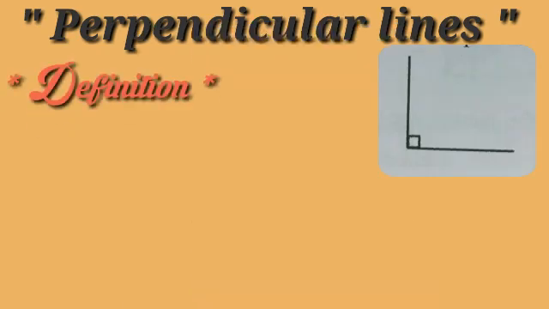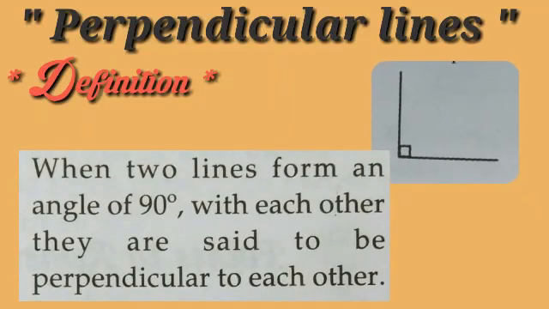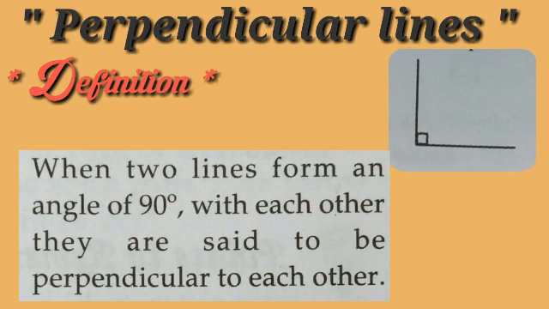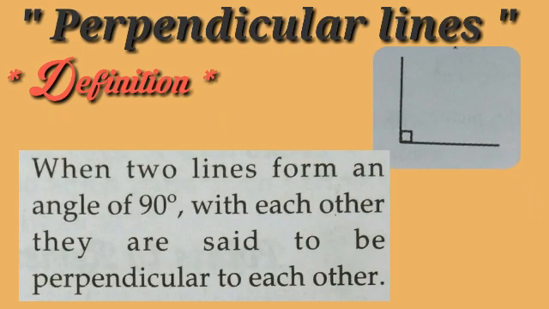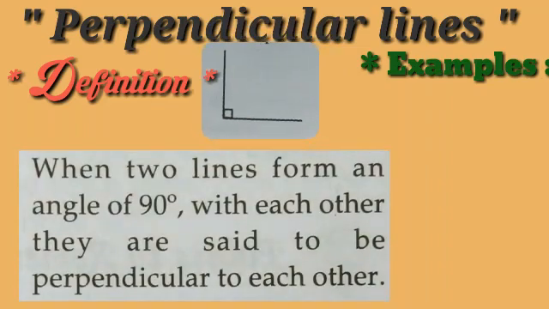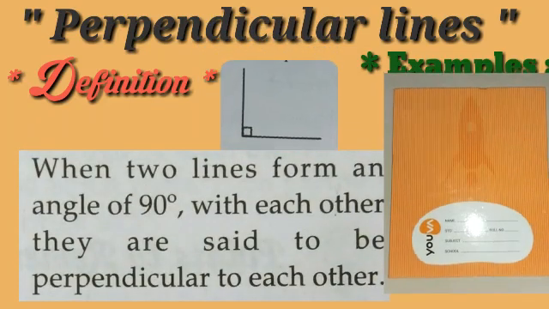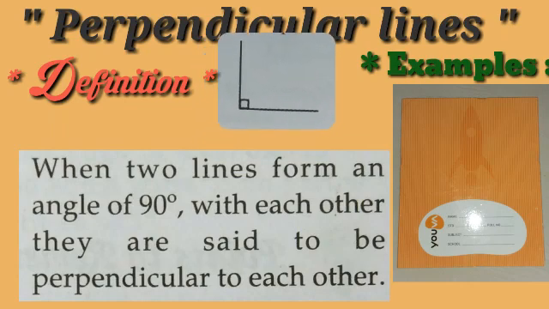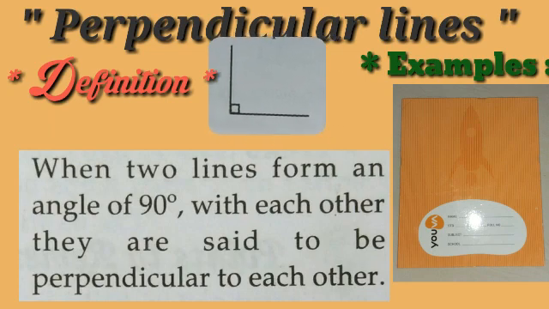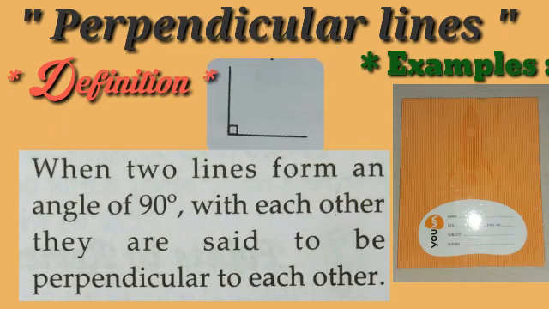Now students, let's see the definition of perpendicular lines. When two lines form an angle of 90 degrees with each other, they are said to be perpendicular to each other. So these two are perpendicular lines of each other. Now let's see examples of perpendicular lines. The first example is any type of notebook. If you measure the angle between any two adjacent sides of your notebook, you will find a right angle. It means the adjacent sides of the notebook are perpendicular to each other.